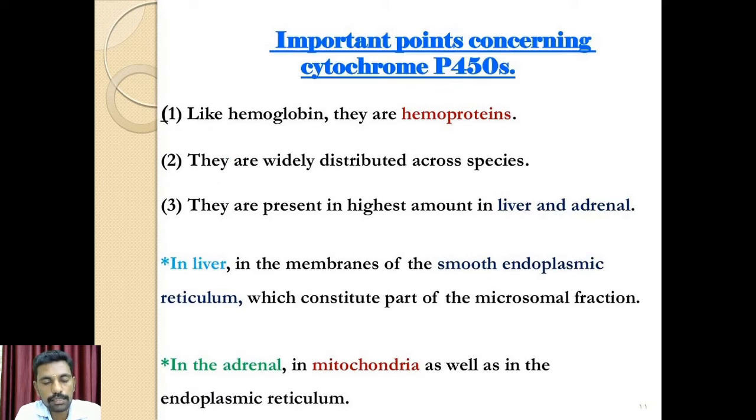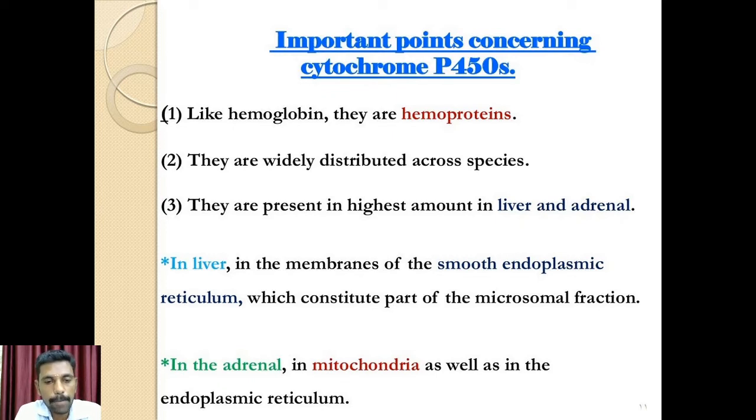Here I listed some important points concerning cytochrome P450. Like hemoglobin, they are hemoproteins. They are widely distributed among all species. They are present in highest amounts in liver cells and erythrocytes, but are probably present in all tissues in human beings. In liver and most other tissues, they are present mainly in the smooth endoplasmic reticulum, which constitutes part of the microsomal fraction when tissue is subjected to subcellular fractionation.